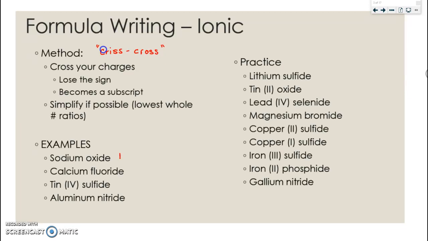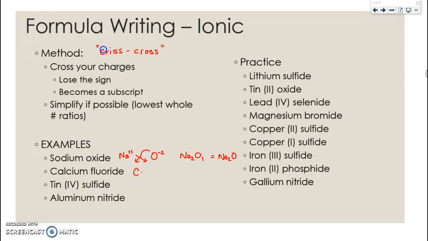So using our periodic table, we find sodium. It has a +1 charge. Oxygen has a -2 charge. We're going to cross these charges, and we end up getting Na2O1. So notice I got rid of the positive and negative. The proper way really to write that is just going to be like this, Na2O. We never write the ones.